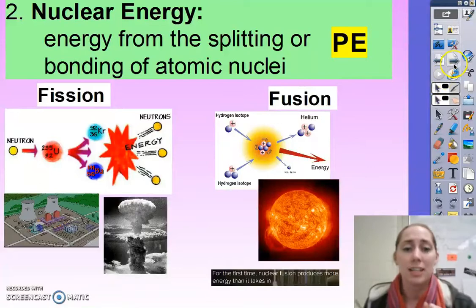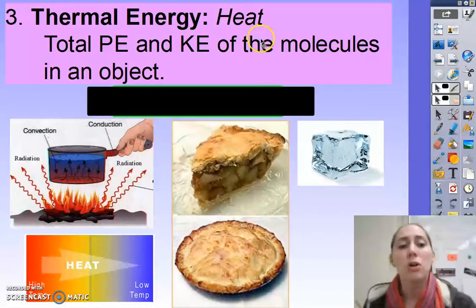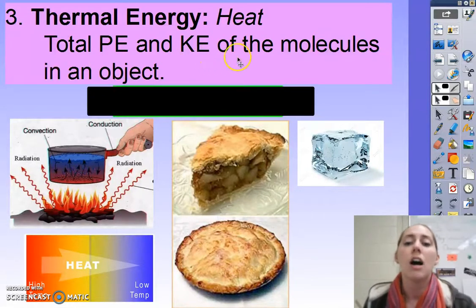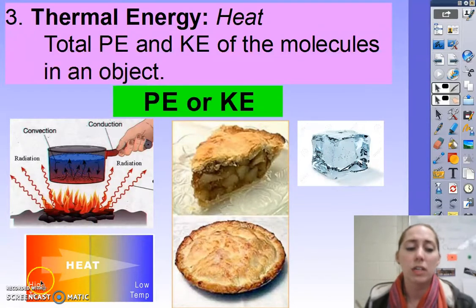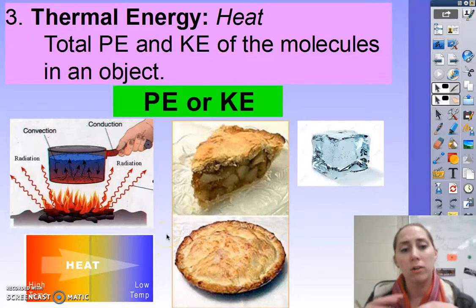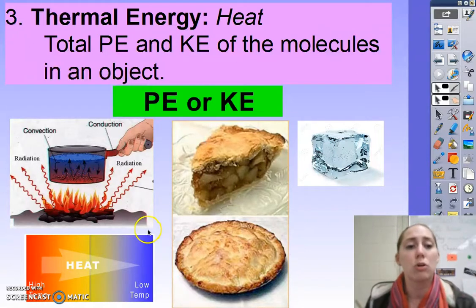So that's very exciting. Now we've also got thermal energy, also sometimes called heat. This is the total potential and kinetic energy of the molecules in an object. And it is both potential or kinetic. Heat generally goes from high temps to low temps. And the more potential energy you have, so the more particles in an object, and the more kinetic energy, the faster those particles are moving around, that equals your total thermal energy.